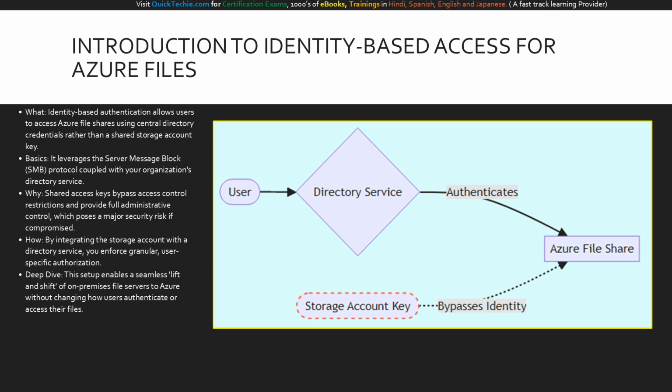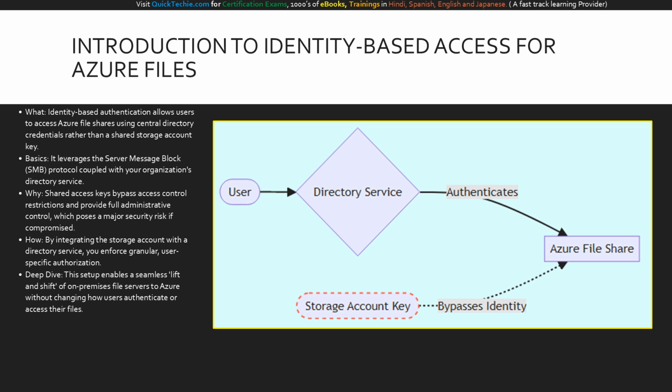Why is this so crucial? Because relying on a single master key is a massive security vulnerability. By moving to identity-based authentication, you ensure that every single request is tied to a specific user identity, heavily reducing your attack surface. For our deep dive, this capability is exactly what allows enterprises to smoothly lift and shift legacy on-premises file servers to Azure without disrupting the end-user experience. They simply log in with the exact same credentials they've always used.